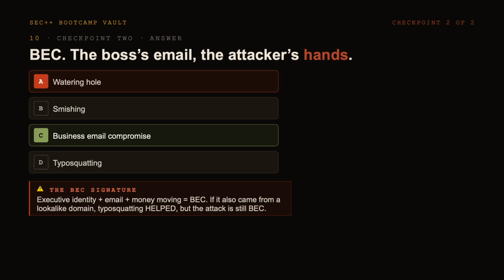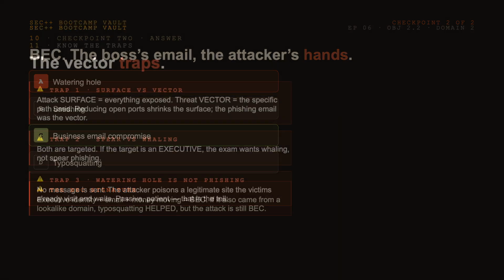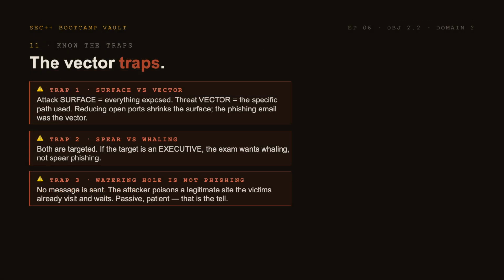The trap list. Trap 1. The attack surface is everything exposed. The vector is the specific path used. Closing a port shrinks the surface. The phishing email that got clicked was the vector. Trap 2. Spear versus whaling. Both are targeted, but if the target is an executive, the answer is whaling. Trap 3. A watering hole attack sends no message at all. The attacker poisons a real site the victims already visit and waits. When nothing was sent to the victim, think watering hole.